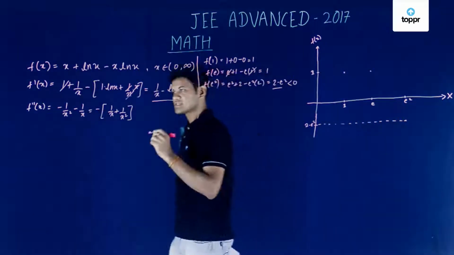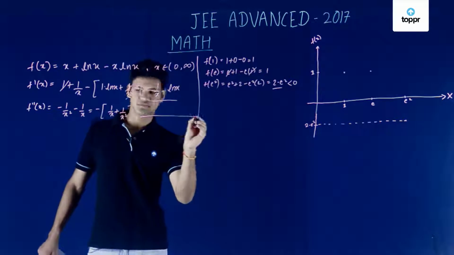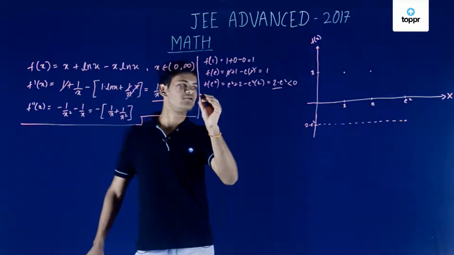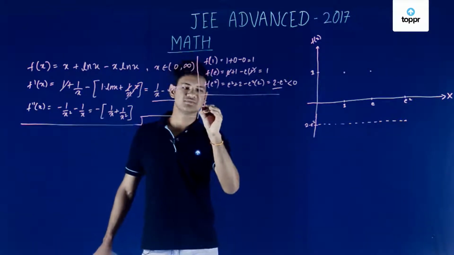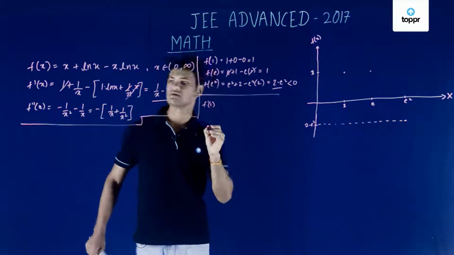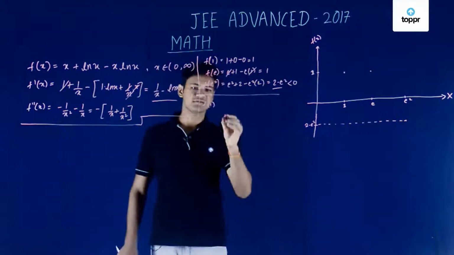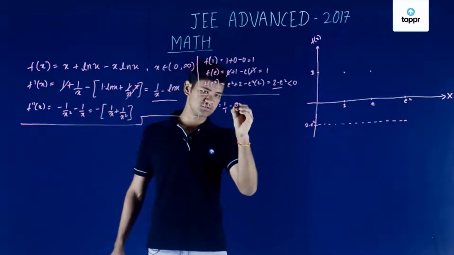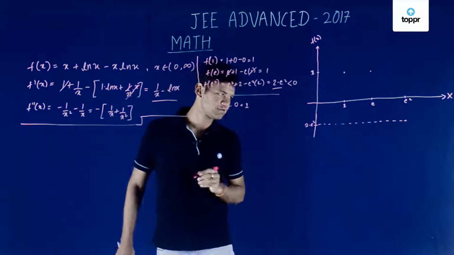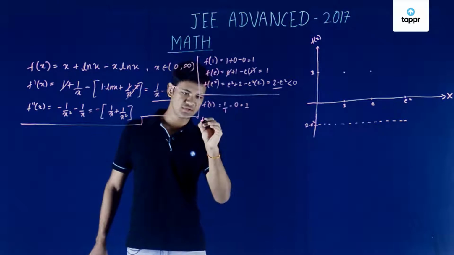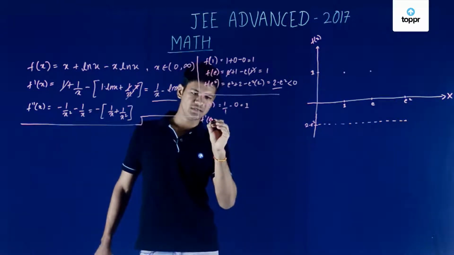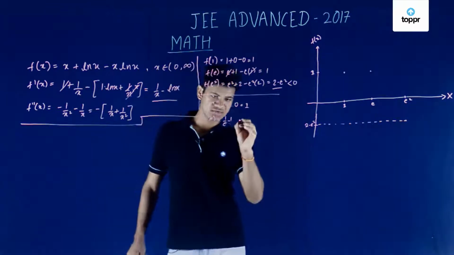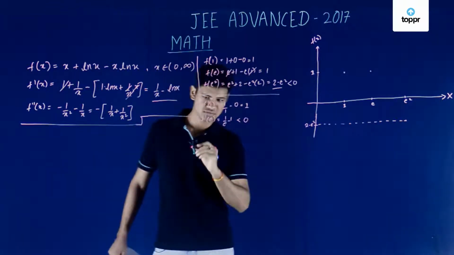Now let us analyze this function f dash x, its nature and all. For f dash x, let us start putting in values. Let us see f dash x for x equals 1. 1 by 1 minus 0. So f dash 1 is 1. f dash e is 1 upon e minus 1, which as we can see is less than 0.